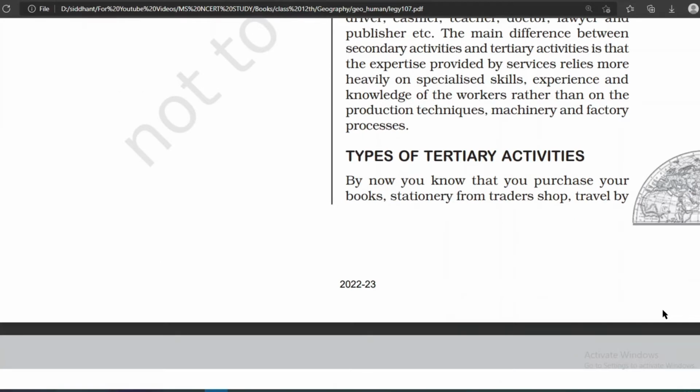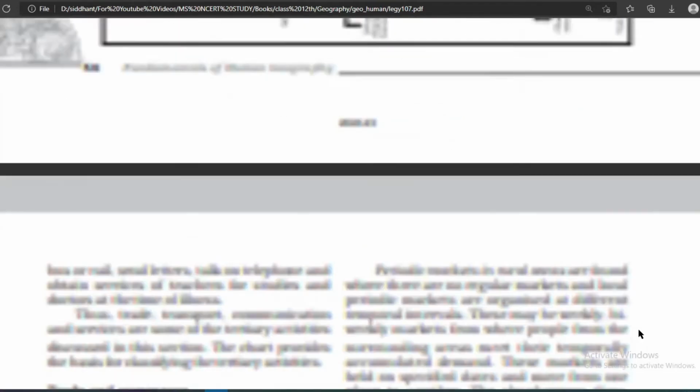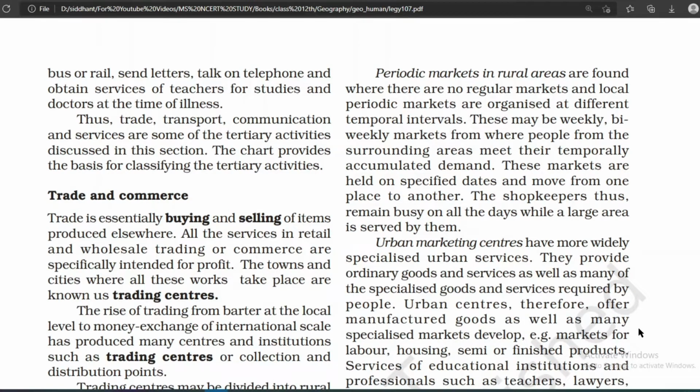Types of tertiary activity. By now, you know that you purchase your book and stationery from a shop, travel by bus or rail, send letters, talk on the telephone, and obtain the services of a teacher for studies and a doctor at the time of illness. Thus, trade, transport, communication and services are some of the tertiary activities discussed in this section. The chart provides the basis of classification of tertiary activity.